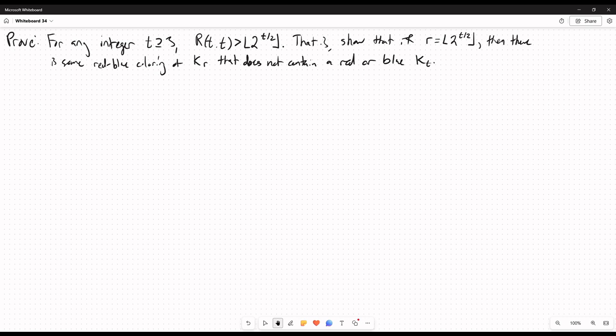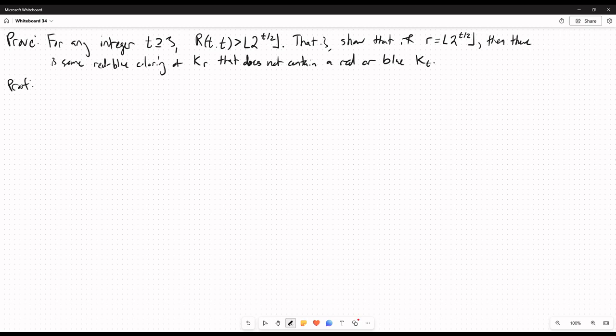All right, now that we've gone over some basic things about the probabilistic method, we're ready to prove our claim that r of t,t is greater than 2 to the power of t over 2. As stated previously, we're going to show that there is some red-blue coloring of Kr that does not contain a red or blue Kt, by showing that the probability that a given graph doesn't have a red or blue Kt is greater than 0.